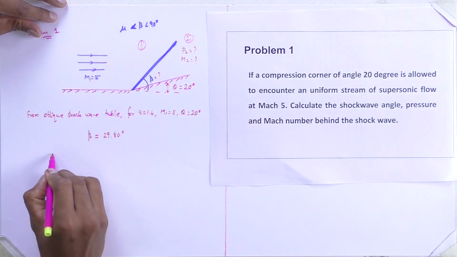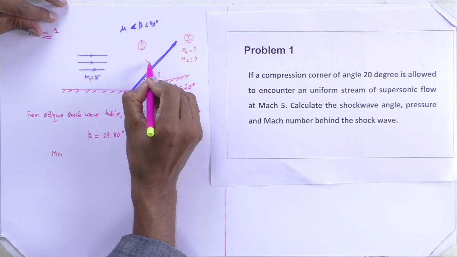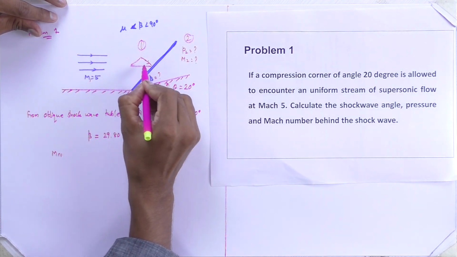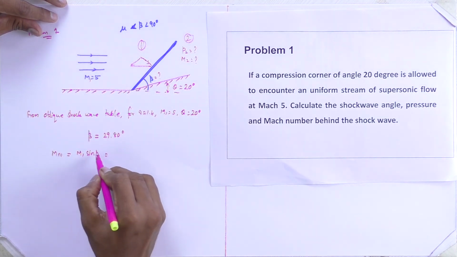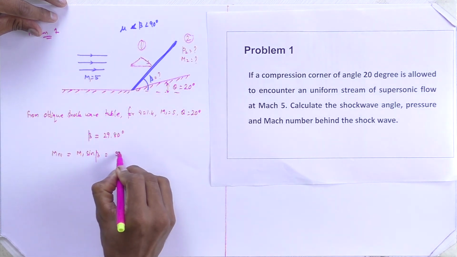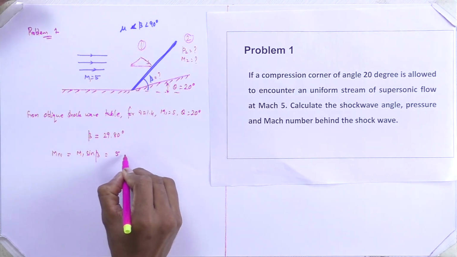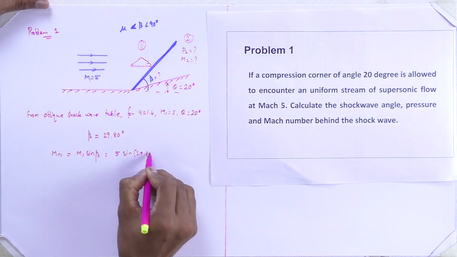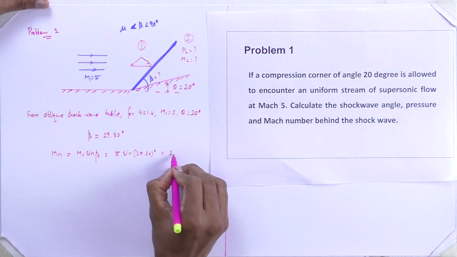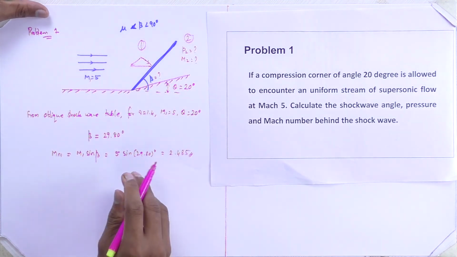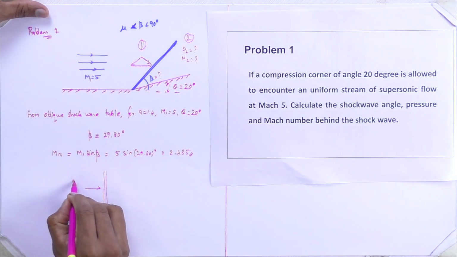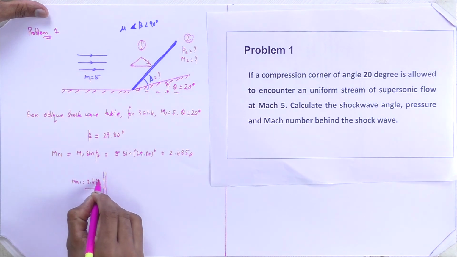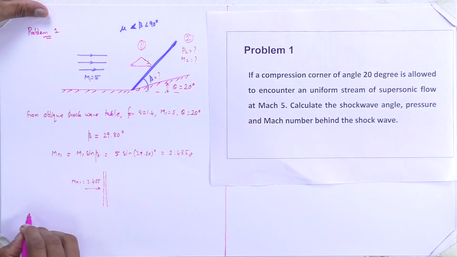Here first I need to calculate the Mn1 value, the normal component of Mach number. From this triangle this is equal to M1 sine beta. After the substitution and simplification, Mn1 is equal to 5 sine of 29.80 degrees. So I will get Mn1 as 2.485. Now I can treat this oblique shock wave as a normal shock wave with the upstream Mach number Mn1 equal to 2.485. So now I am going to refer the normal shock wave table.